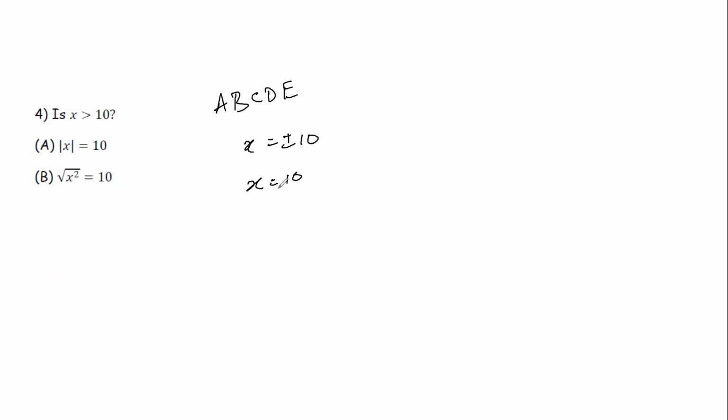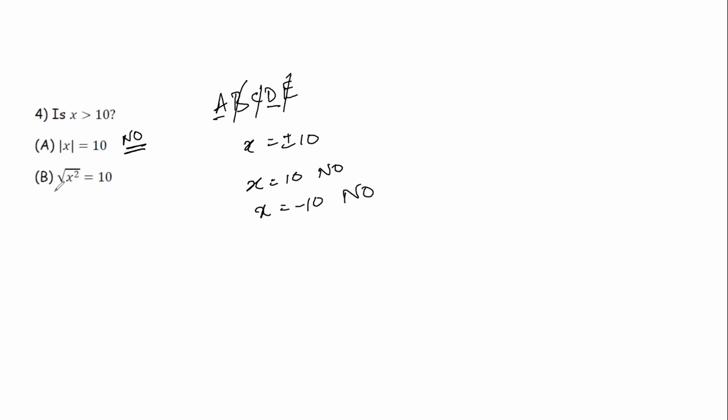X is equal to 10. So is 10 greater than 10? No. If x is minus 10, is minus 10 greater than 10? No. So we have two answers for x, minus 10 and positive 10. And when we ask ourselves, is x greater than 10? In both the cases, we get a no. So A answers. So it's either A or D.